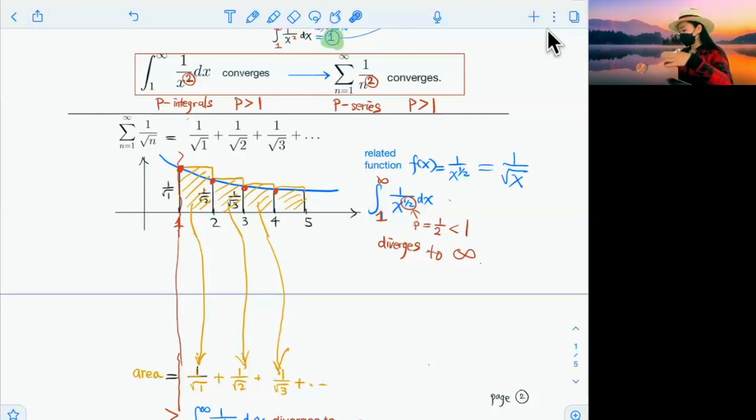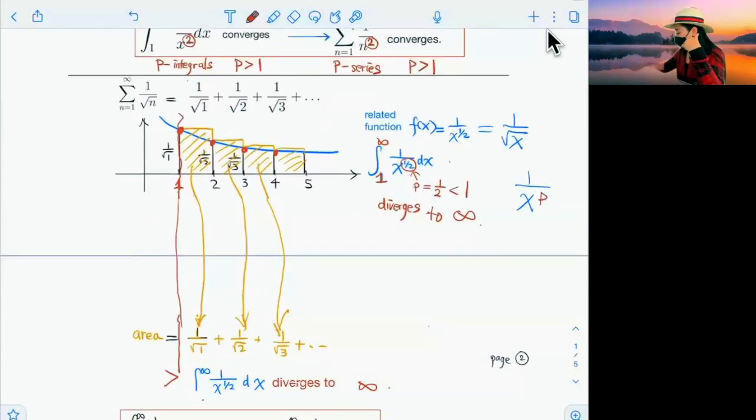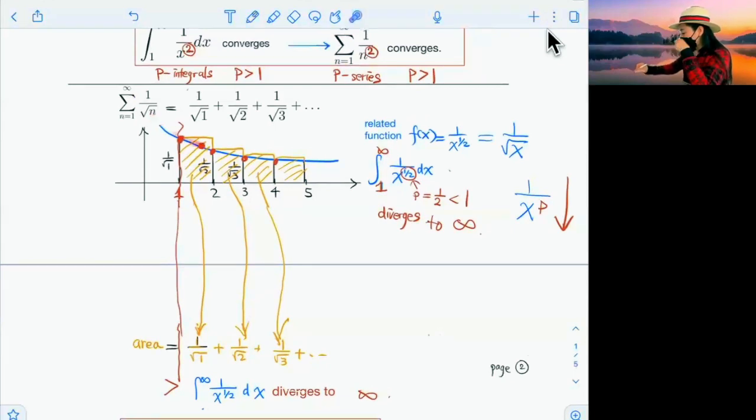If it's an increasing function, this is not going to work. This type of function, 1 over x to the p, is a decreasing function, so it's important to pay attention to that. When it's a decreasing function and you construct rectangles using the left endpoint, the rectangles are going to be above the curve, so the area is going to be greater than the area under the curve. That's a good question.